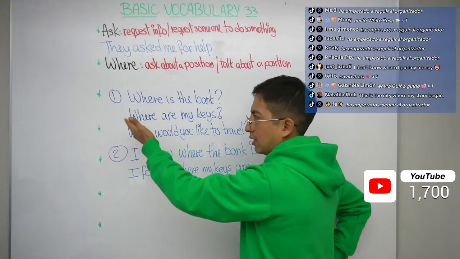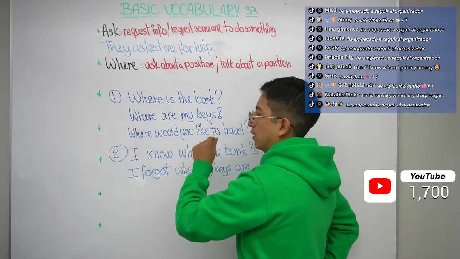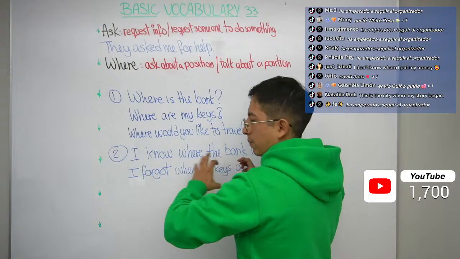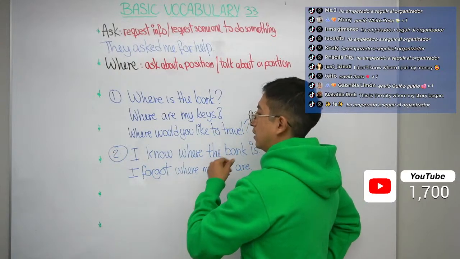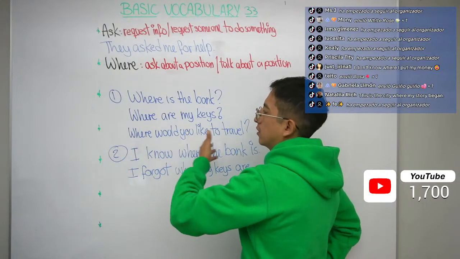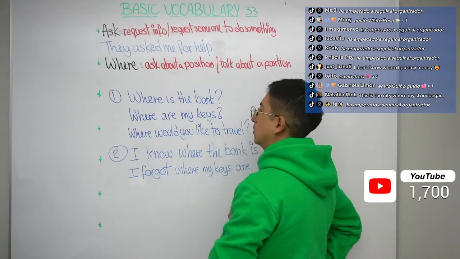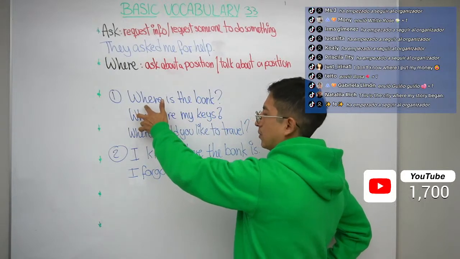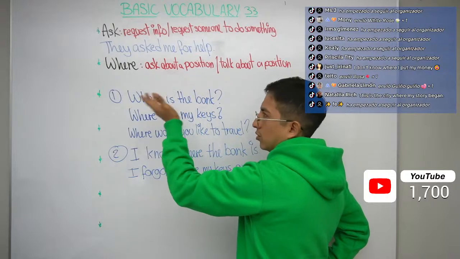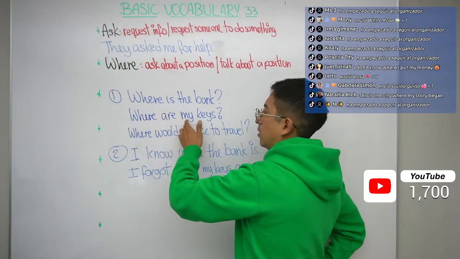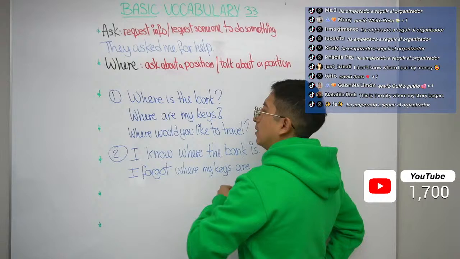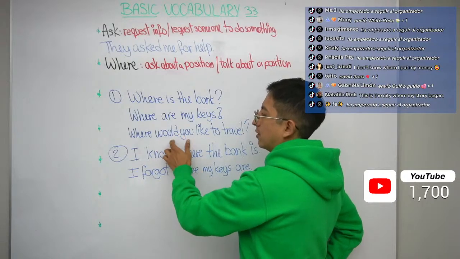Where siempre va a ir al inicio, nunca vas a ver where al medio, a menos que sea una pregunta compuesta. For example, do you know where the bank is? O algo así, ¿no? Entonces, pero lo normal es que lo veas al principio, ¿ya? Where is the bank? ¿Dónde está el banco? Where are my keys? ¿Dónde están mis llaves? Y esta ya es una pregunta más de opinión.